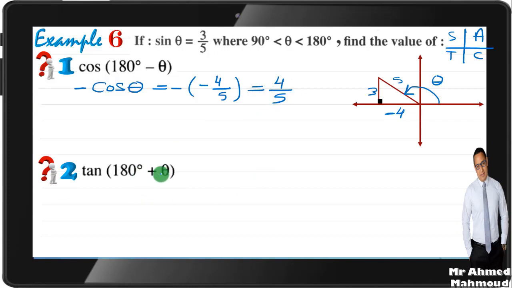Number 2, tan of 180 plus theta. 180 doesn't change the function, so it will be tan theta. In the third quadrant, tan is positive, so it's still positive. Back to the graph, tan theta equals opposite over adjacent, 3 over negative 4, so it will be negative 3 over 4.